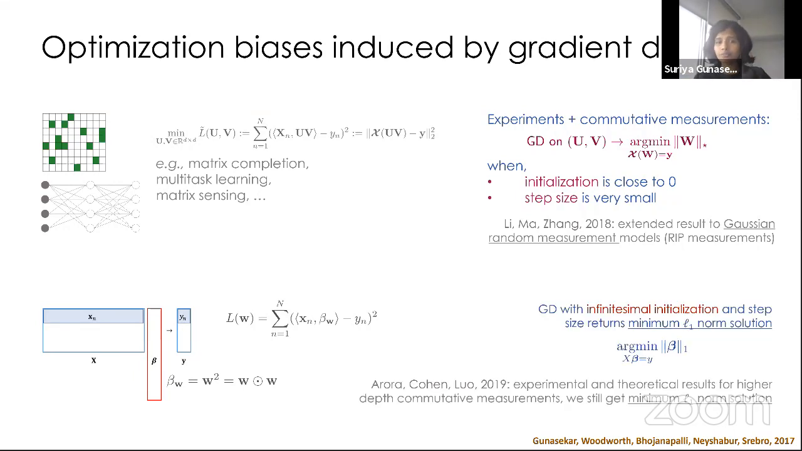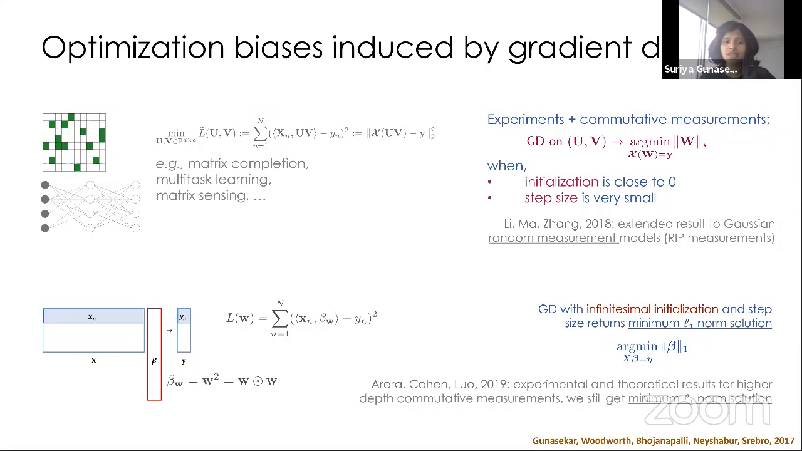And a corollary of our previous result shows that if you do infinitesimal initialization and infinitesimal step size, the solution returned by gradient descent is exactly the minimum L1 norm solution. Of all the possible beta it can return, it will return a solution which has minimum L1 norm. And later results also show that you can get similar results if you don't use square, but a power, W to the power D and so on. We'll come back to this particular model in more detail later on, because this would be important to what I'm talking about today too.